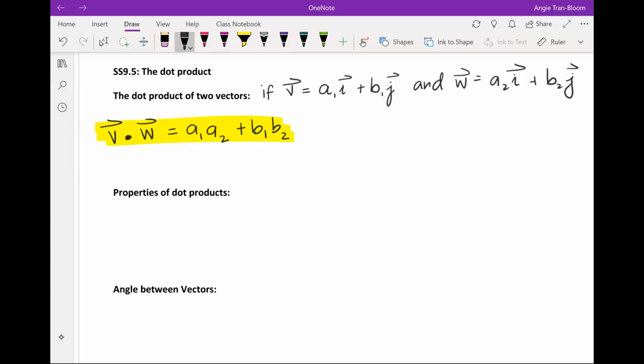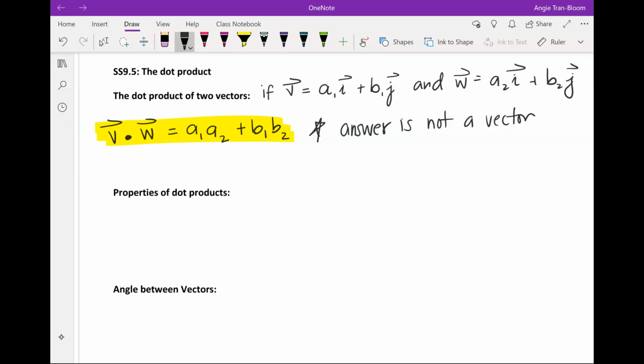And guys, your answer is not a vector. It's going to come out to be just one scalar, one number.